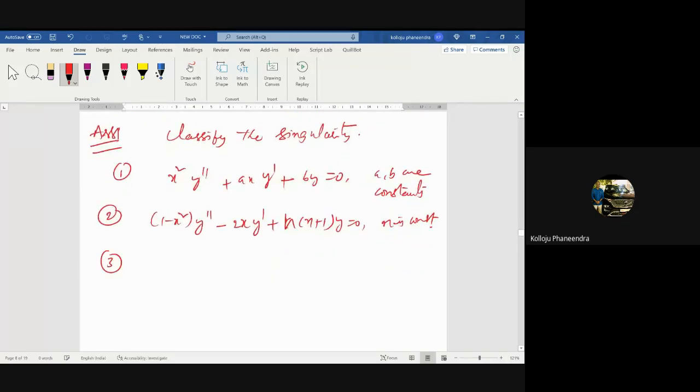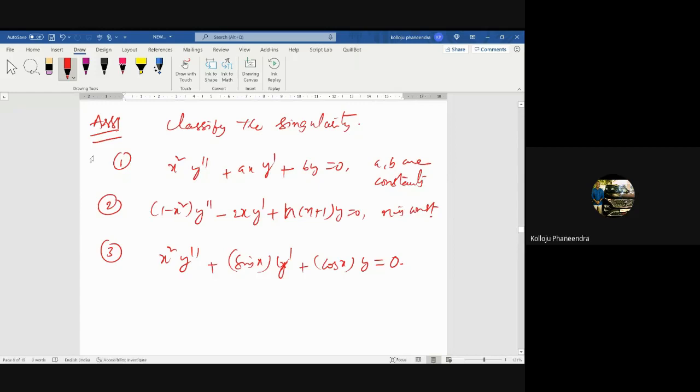Third one: you take sines and cosines here. Plus sin x by sin x y dash plus cosine x y equal to 0. Okay, this is one topic. In this topic, there will definitely be a short question, and the concept is important about regular singular point and irregular singular point.